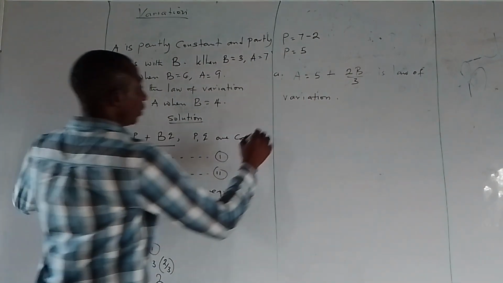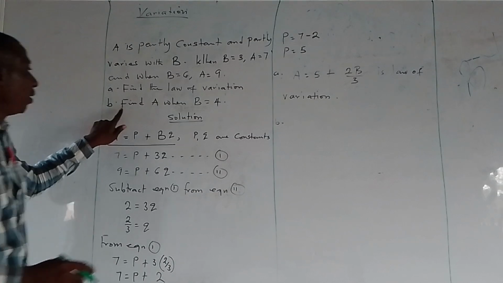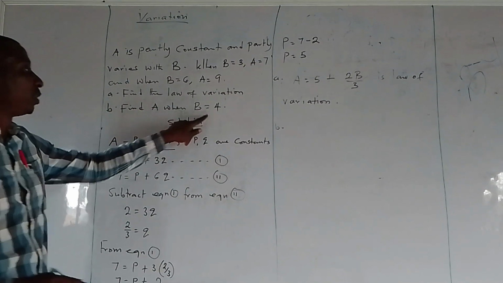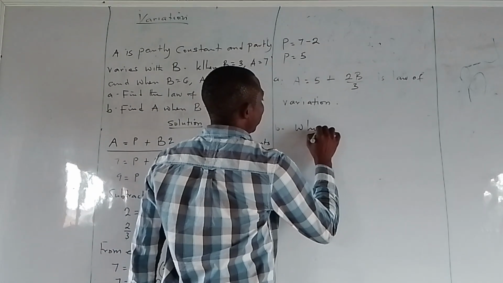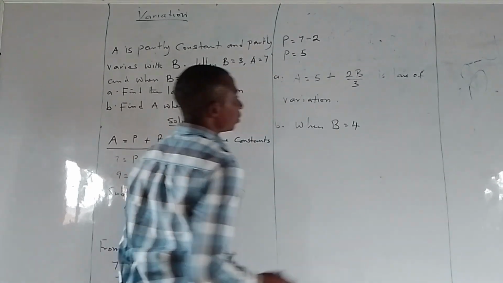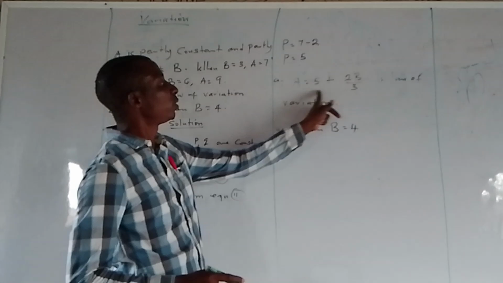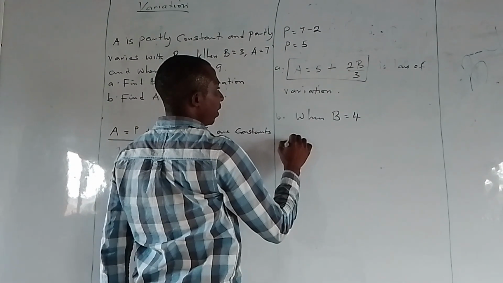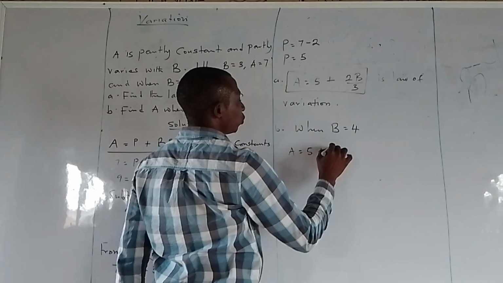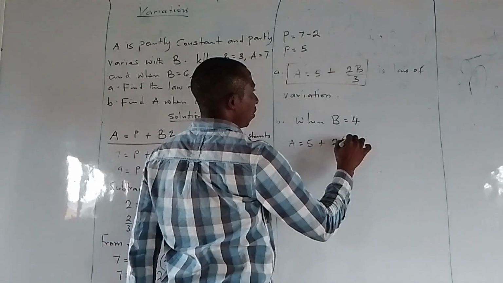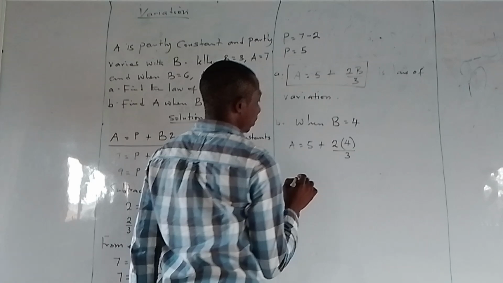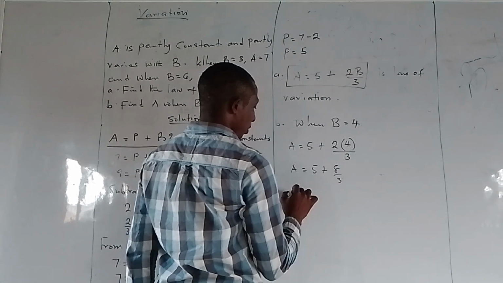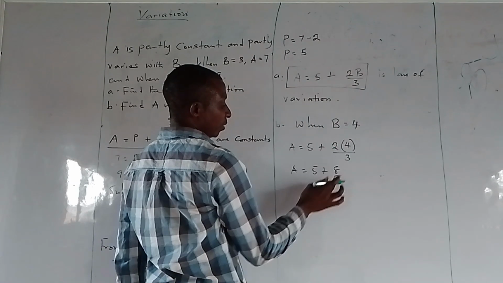Now let's do the second part of the question. Find A when B is 4. So when B equals 4, we substitute inside the law of variation. We have A equals 5 plus 2 open bracket 4 over 3. So A equals 5 plus 8 over 3. 2 times 4 is 8.